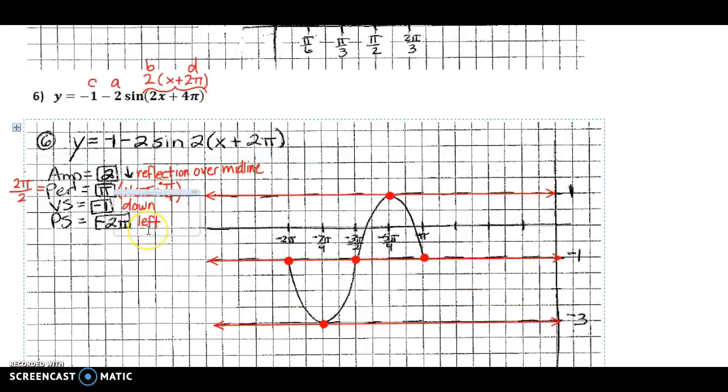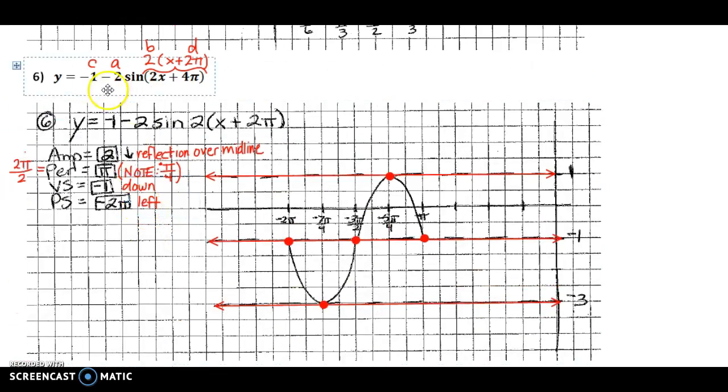The last graph here, number 6, this one was not set up for you. So you knew your c value was -1, you knew your a value was -2, but here's one where that b value is not factored out. So you had to factor the 2 out and then rewrite this as x plus 2 pi. You should really double check your work and distribute that back, make sure you get back to what you started with. But as long as you factor that b value out correctly, you get a b value of 2 and a d value of 2 pi.